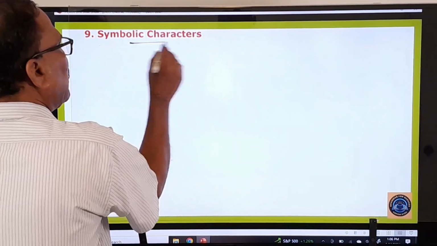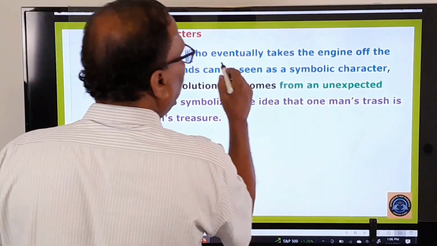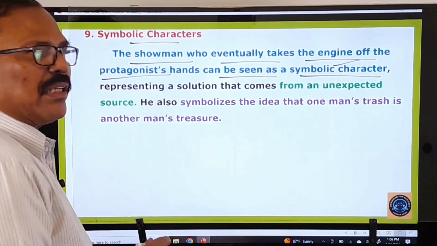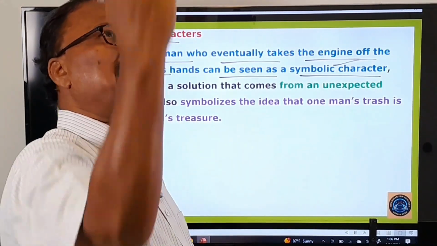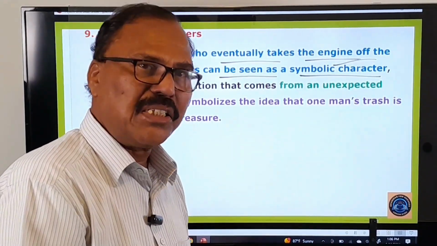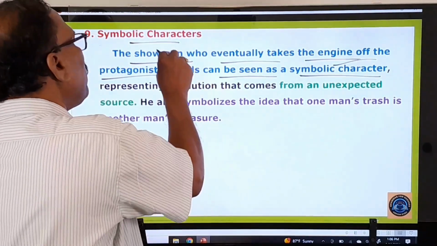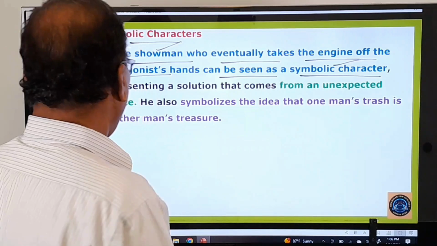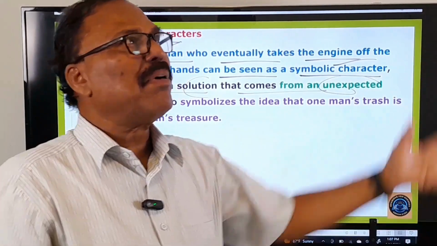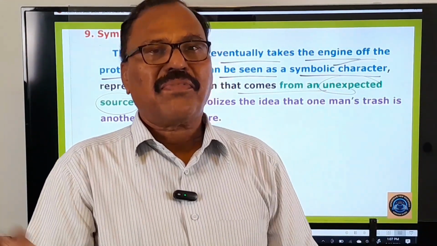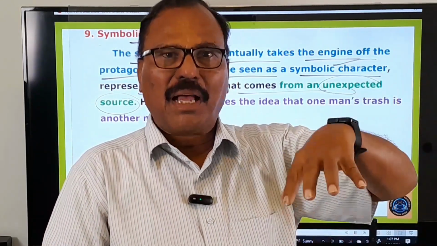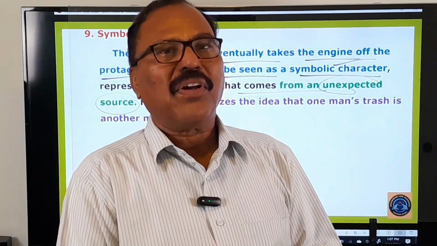Okay. Symbolic characters is there. Ninth one, symbolic characters. The showman who eventually takes the engine off the protagonist's hands can be seen as a symbolic character. When you are in deep troubles, what happens? Somebody will come to help you. So in the same way, when this protagonist is in deep troubles caused because of this road engine, this showman comes over there, just like God comes and rescues you, okay, representing a solution that comes from an unexpected source. When you are in deep troubles, what happens? Somebody will come there and help you. In the same way, when this protagonist is in deep troubles with that road engine, this showman has come there and he has offered his help. So as if he were sent by God himself.